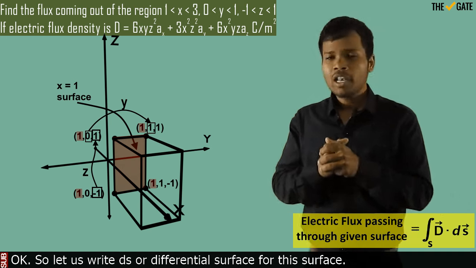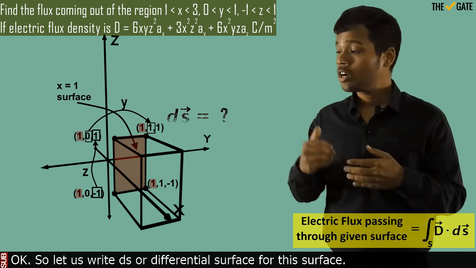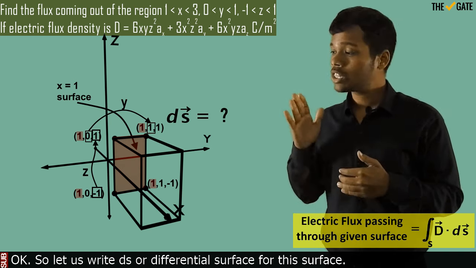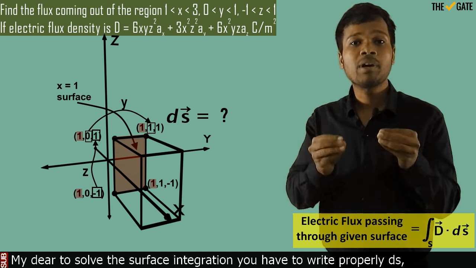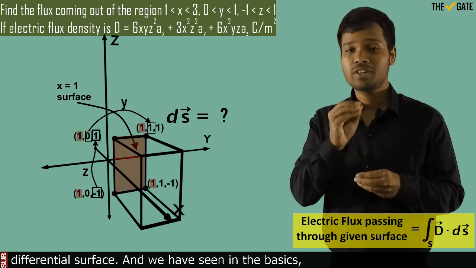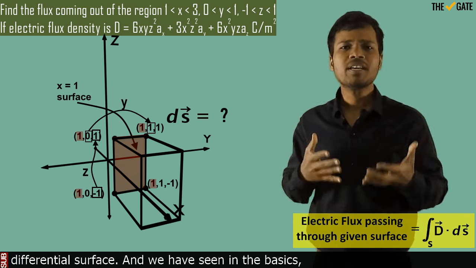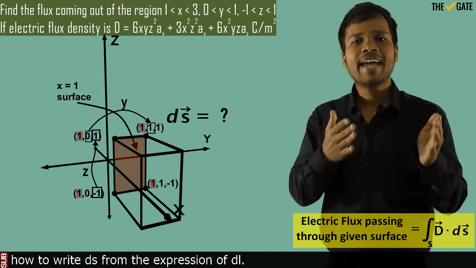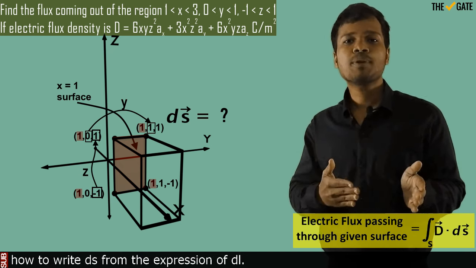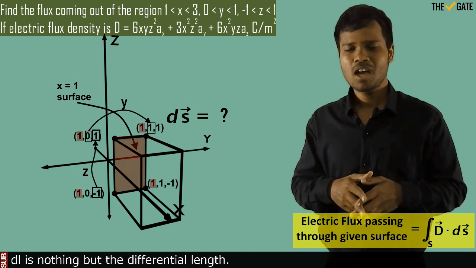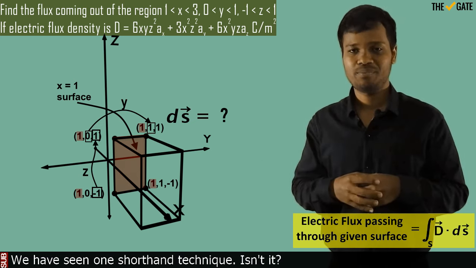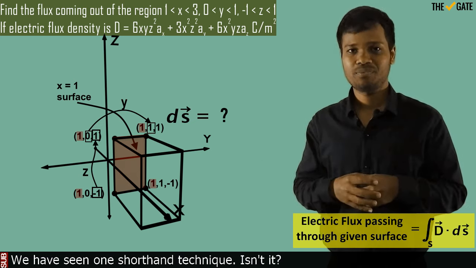Okay, so let us write ds, or differential surface, for this surface. My dear, to solve the surface integration, you have to write ds properly. And we have seen in the basics how to write ds from the expression of dl. dl is nothing but the differential length. We have seen one shorthand technique, isn't it? So just remember dl properly.